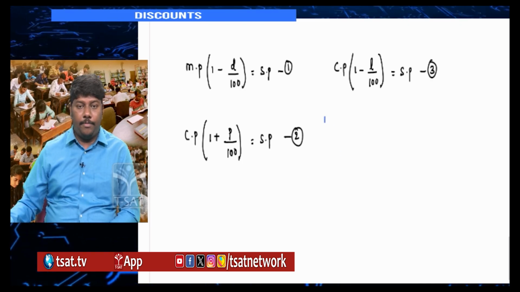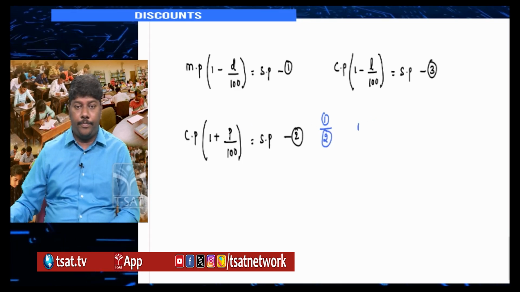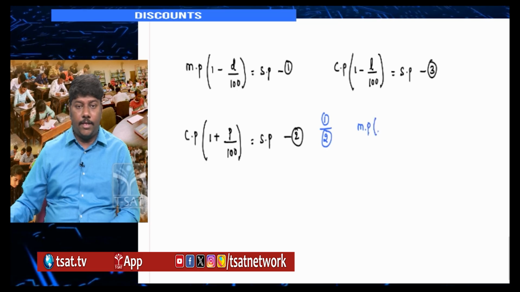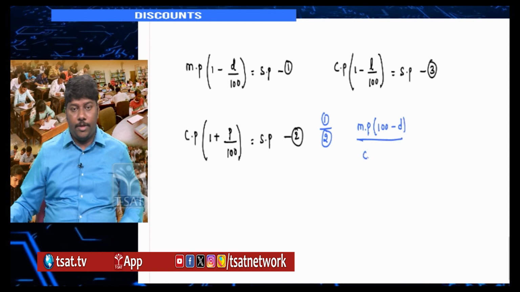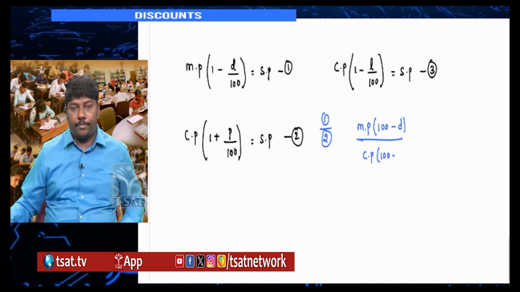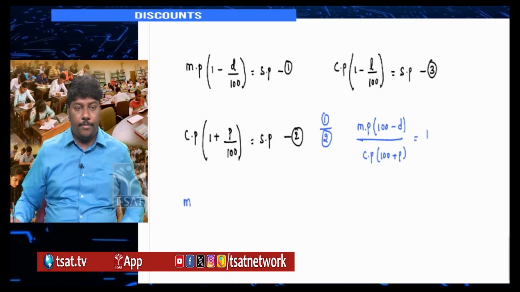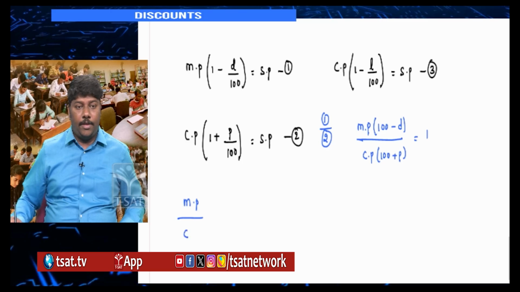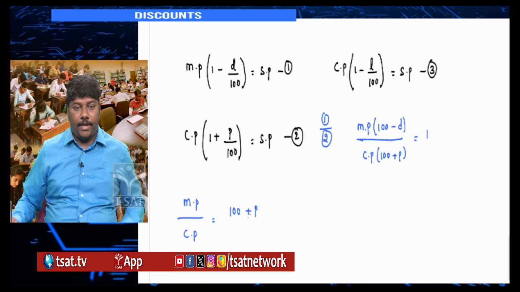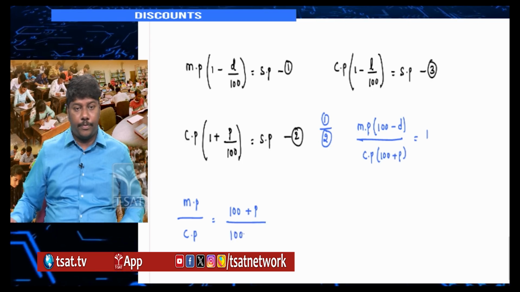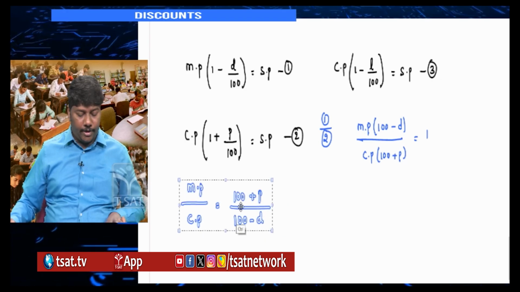If I do equation number 1 by 2, MP by CP I get, the 100 anyway cancels, I am going to get 100 minus D by 100 plus P, CP into 100 plus P is equal to 1. Therefore, what is MP by CP from this? MP by CP is 100 plus profit by 100 minus discount. 100 plus profit by 100 minus discount. Very, very important formula.